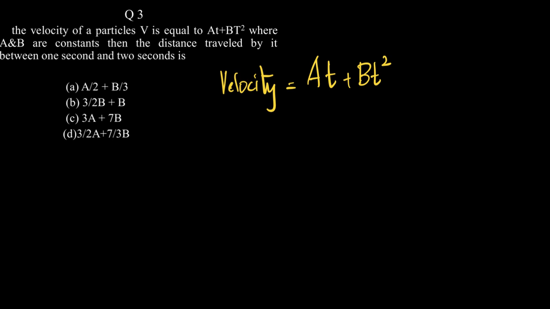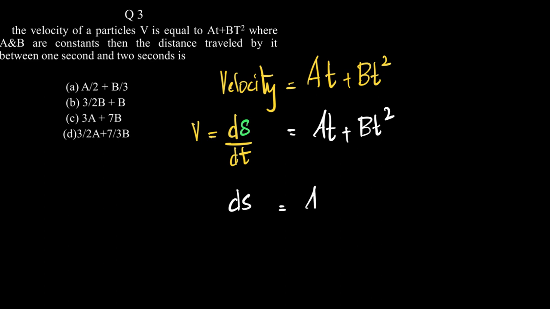So, how do we relate velocity and displacement? Guys, what is velocity in terms of displacement? It is the rate of change of displacement, right? So v is equal to ds by dt, which is basically equal to what? At plus bt square. Now, if ds by dt is equal to at plus bt square, what is ds equal to? ds is equal to at plus bt square the whole times dt, right?